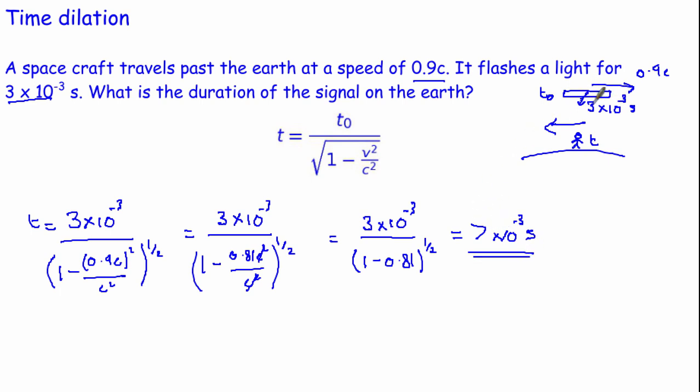So the people on the spaceship flash it for 3 times 10 to the minus 3 seconds. Because the Earth is moving really quickly compared to that of the spaceship, the people on the Earth actually see it last more than twice as long, simply because this thing is going really quick. Deciding this thing is the really tricky bit. The only way you can do that really is by just doing lots of practice. So getting lots of past papers and doing lots and lots of practice to make sure that you can definitely do that.